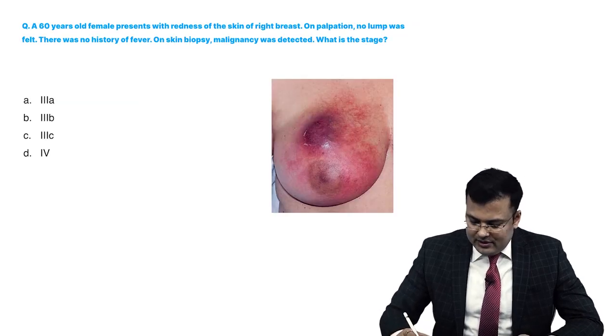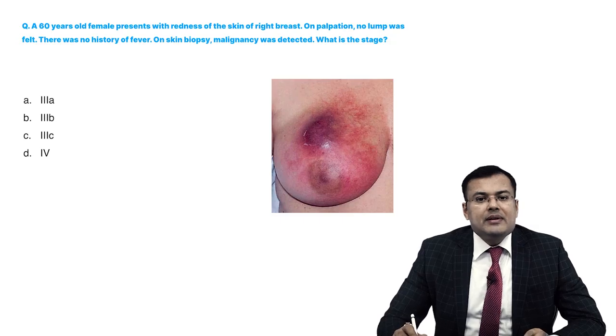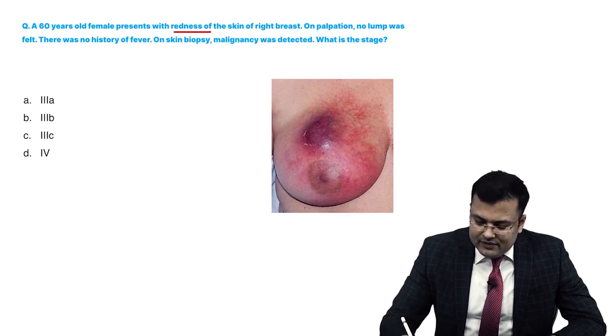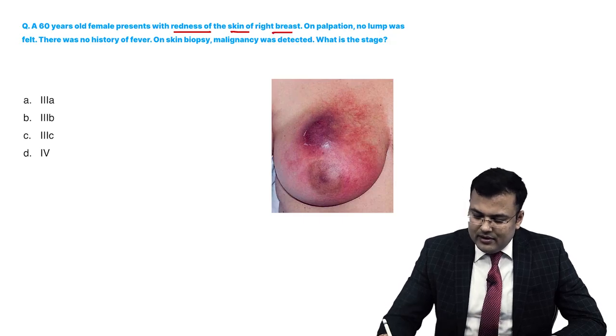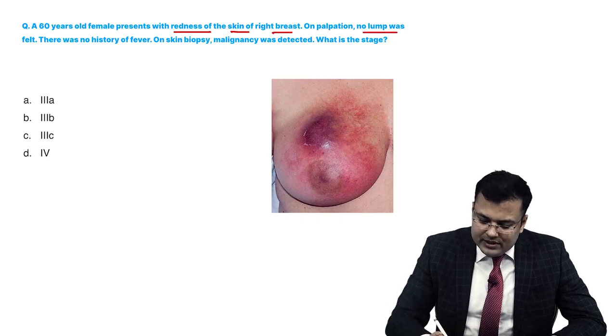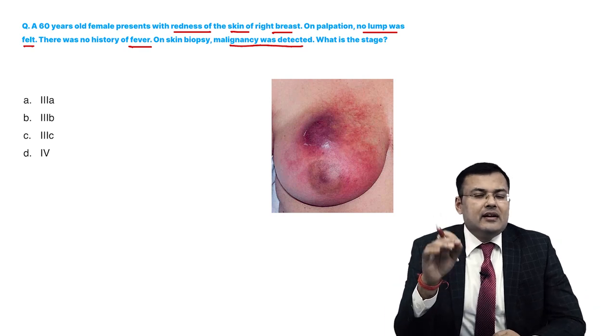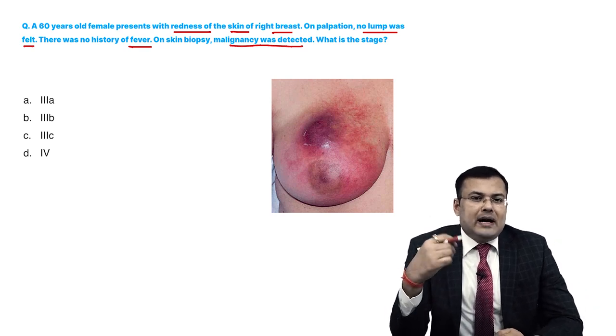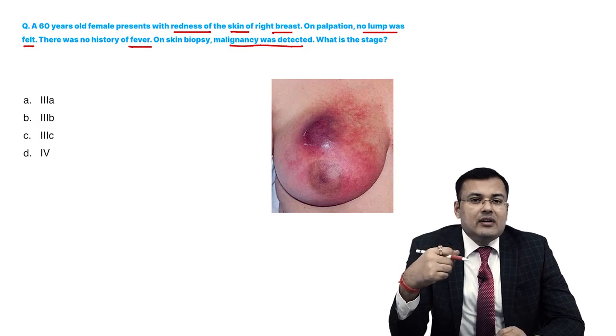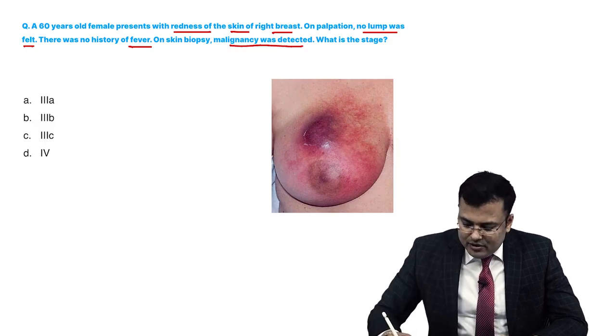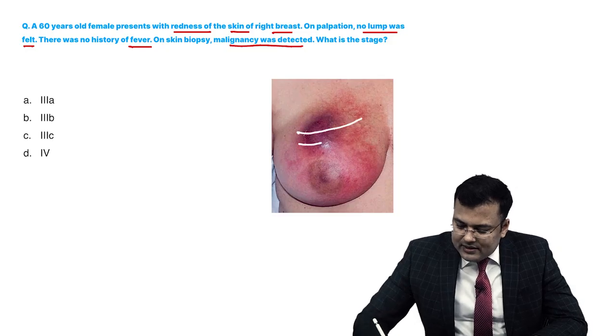Now see this question. A 60-year-old female presents with redness of the skin of the right breast. On palpation, no lump was there. There is no history of fever. On skin biopsy, malignancy was detected. We discussed that there is only one malignancy in which skin biopsy is diagnostic. What? Inflammatory breast cancer. Why? Because you know that these are the lymphatics. Within the lymphatics, there is presence of tumor cells.